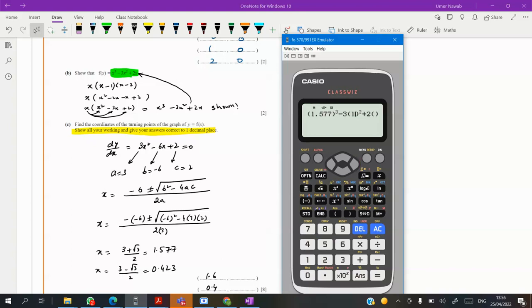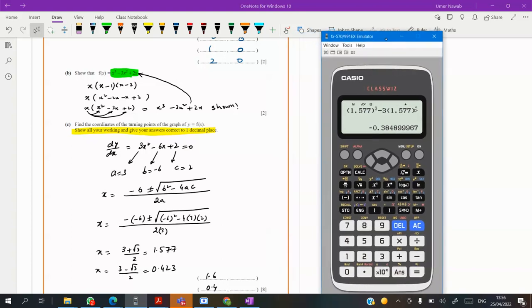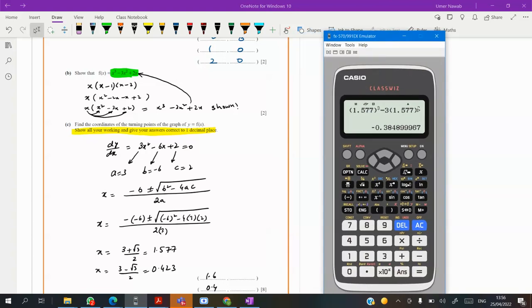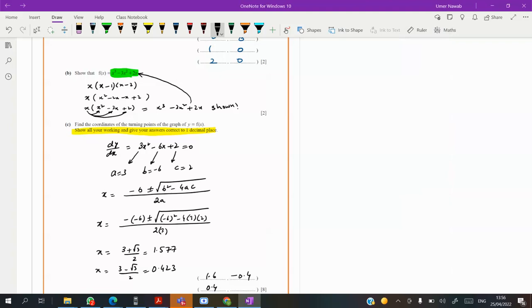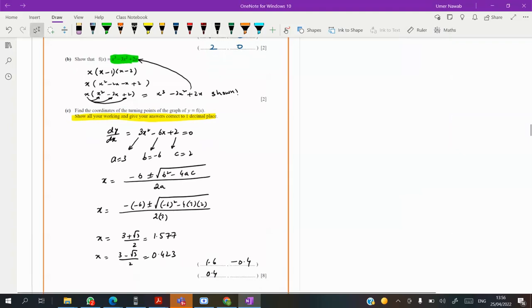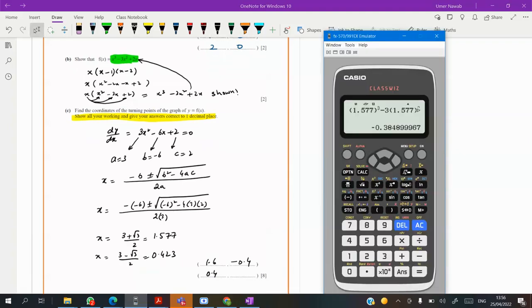1.577. So we got minus 0.38. So in one decimal place, it should be minus 0.4. So minus 0.4. Next, delete.